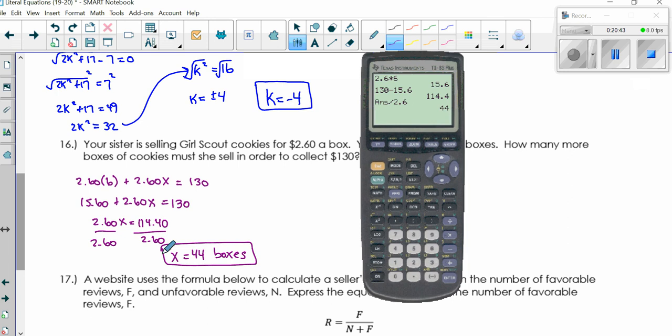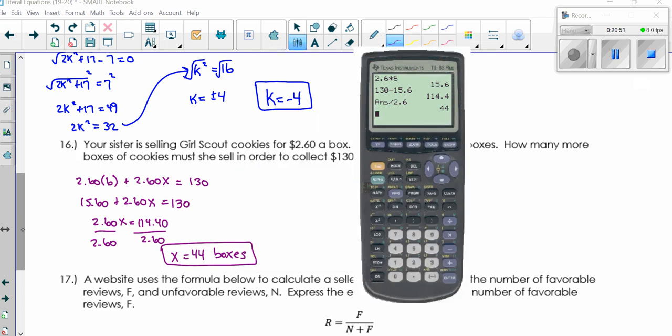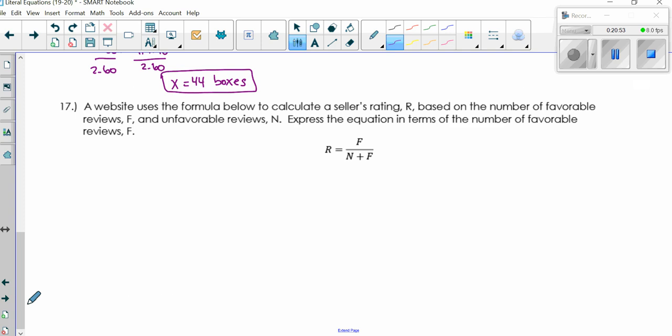All right, last one. We won't need the calculator for this, so I'm going to get rid of it. This one says a website uses the formula below to calculate a seller's rating R based on the number of favorable reviews F and unfavorable reviews N. Express the equation in terms of the number of favorable reviews F. When it says that, it's telling you that it wants you to solve for F.